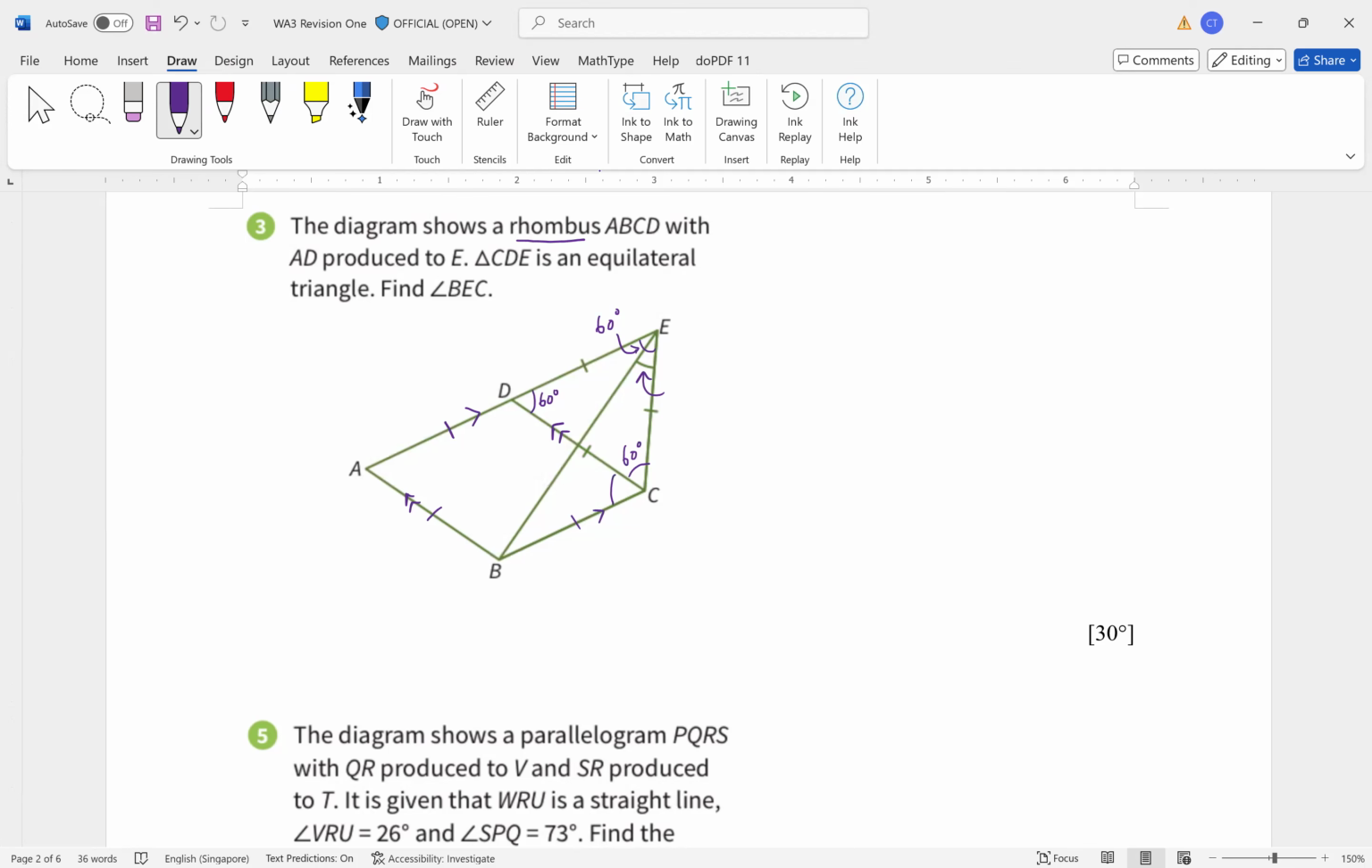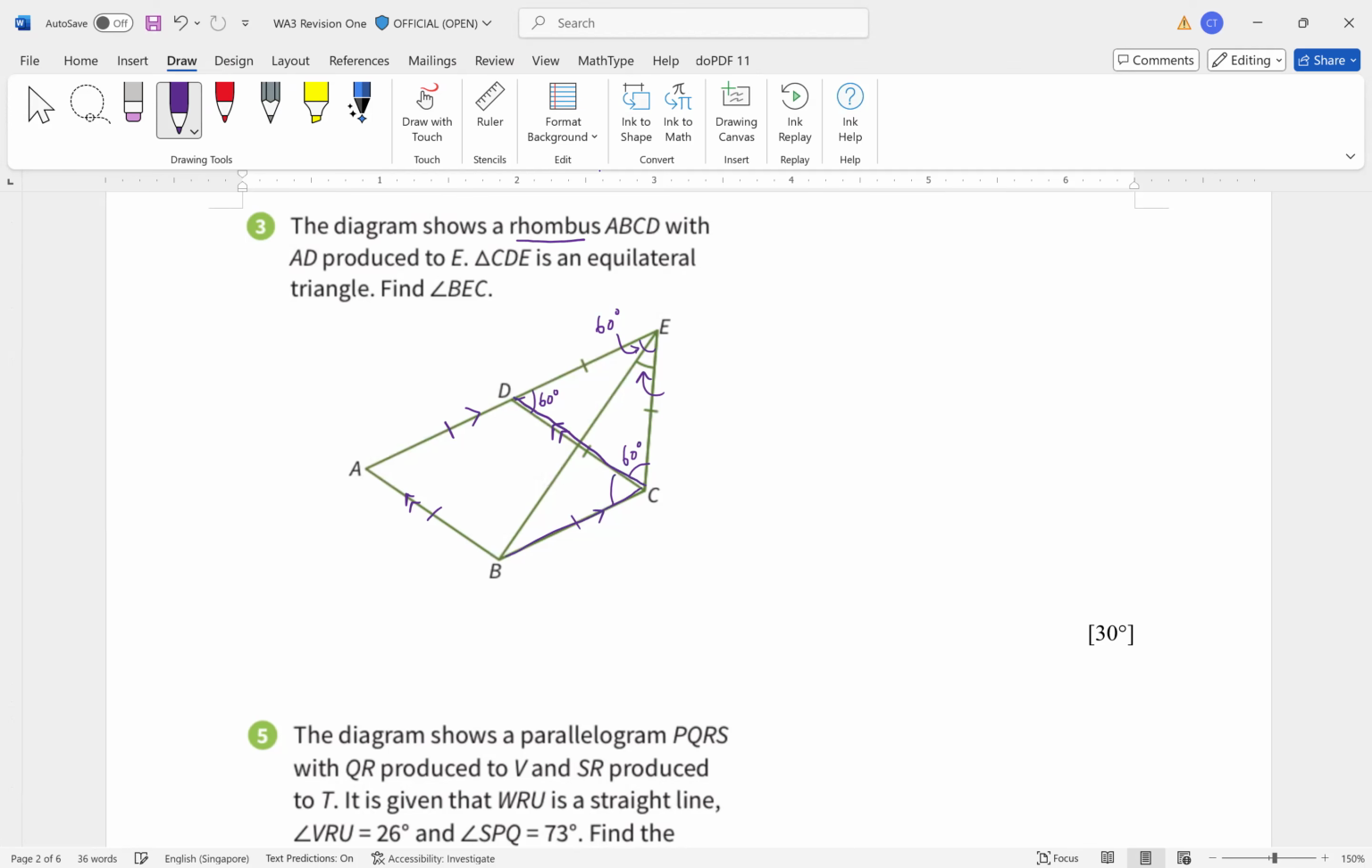So I already know part of this big angle is 60. Can I find the other one? Whenever you have parallel lines, always look out for things like alternate angles, corresponding angles, and so on. So over here, you can see that there's actually an alternate angle. If I draw it, you actually have a Z right there.